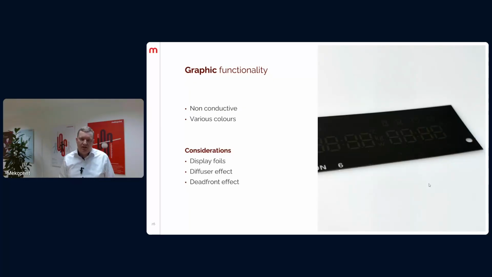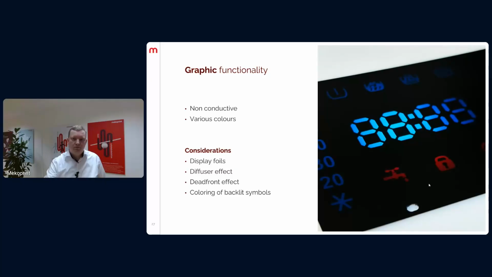And we can make a so-called dead front effect to make the front panel look as if there's no buttons on the front panel when the system is turned off. And finally, we can also do coloring of the backlit areas using transparent colors. So in general, for the graphic functionality inks, it's important to fine-tune the parameters of the color so that it fits your project.